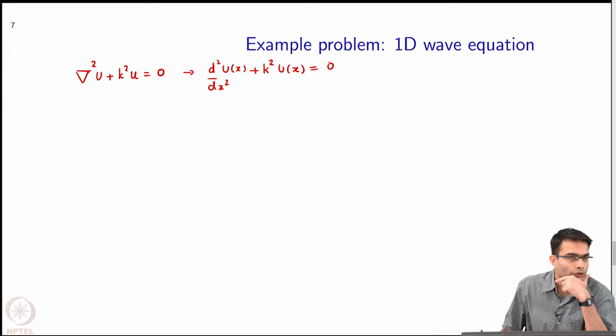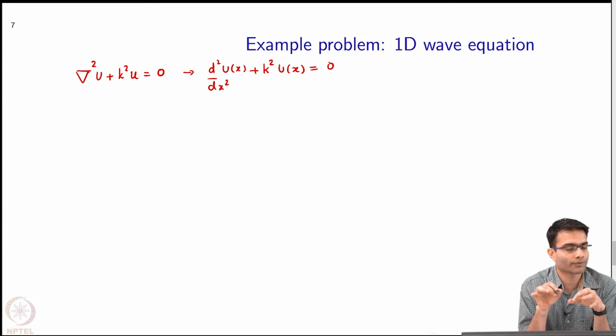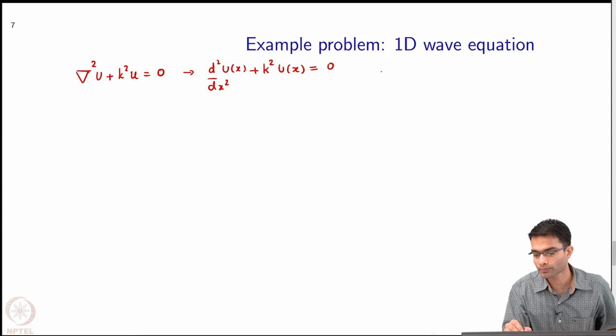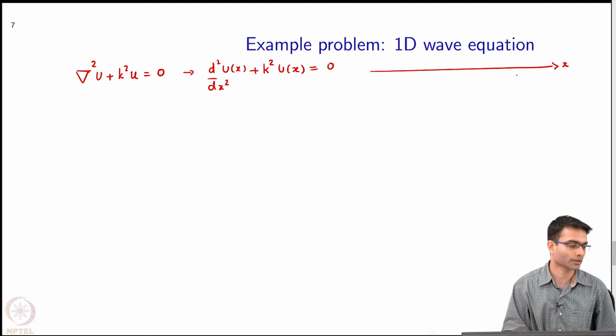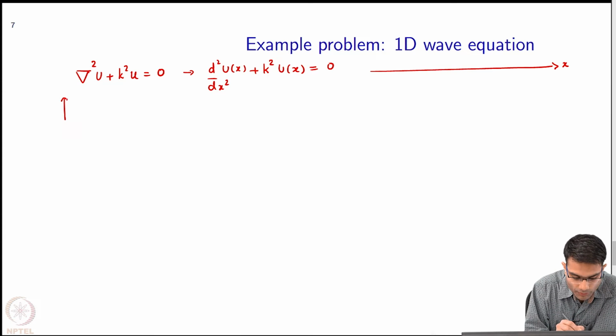Right now we won't go into actually solving the system of equations, because I want to give you an example of a boundary condition. So far we have not spoken about boundary conditions. This is a 1D problem, which means the wave is going along the x direction. So let's take a coordinate system over here: x, and let's make this y and z.